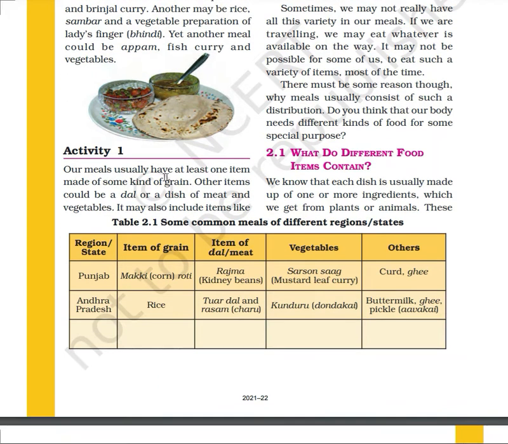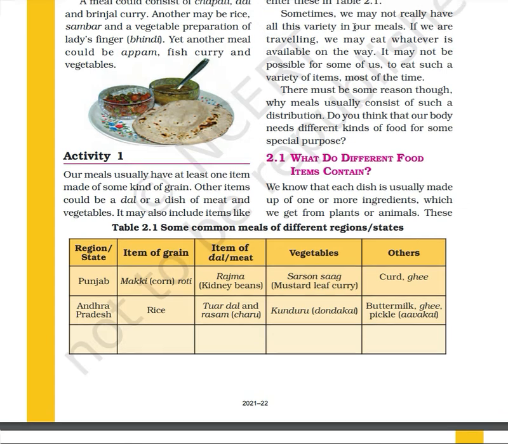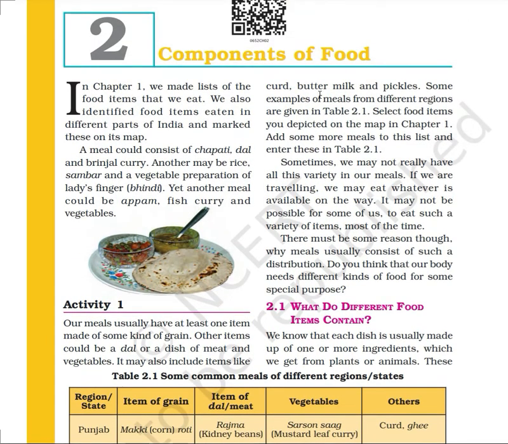Our meals usually have at least one item made of some kind of grain. Other items could be a dal or a dish of meat and vegetables. It can also include items like curd, buttermilk and pickles. Some examples of meals from different regions are given in table 2.1, depicted on the map in chapter 1. Add some more meals to this list and enter these in table 2.1.